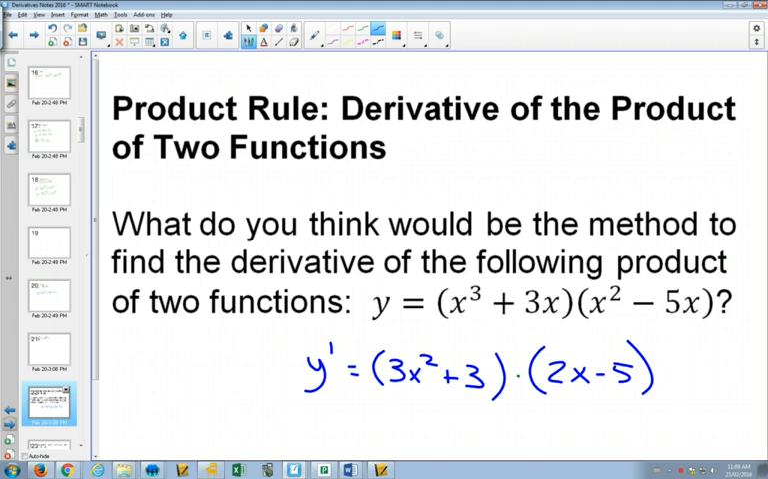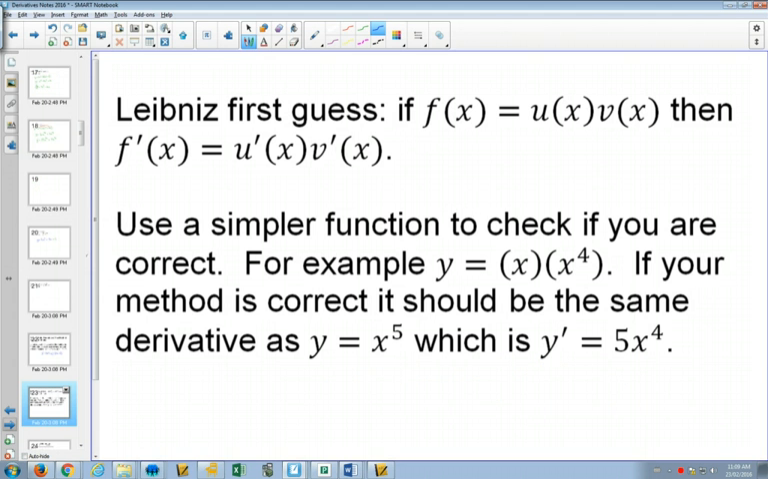Well, that was Leibniz's first guess as well. He's like, well, let's try and multiply them together and see if it works. Unfortunately, it doesn't. And you can see that it doesn't if we take something that's much simpler.